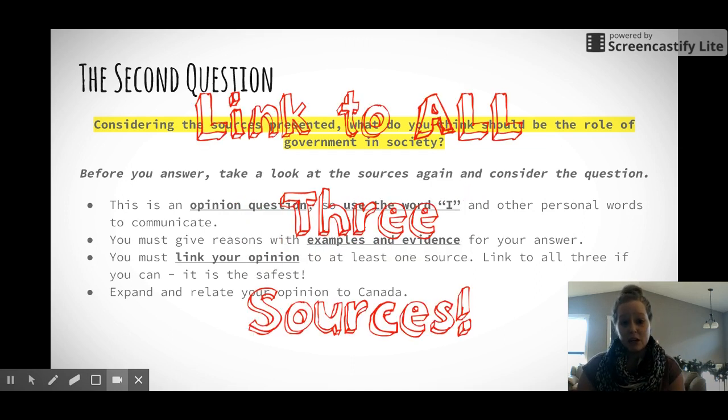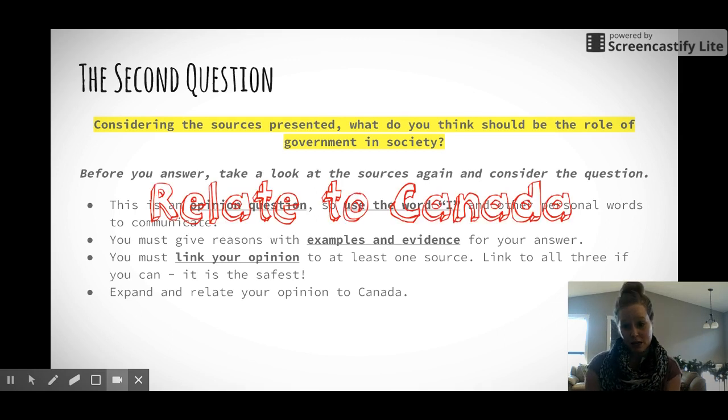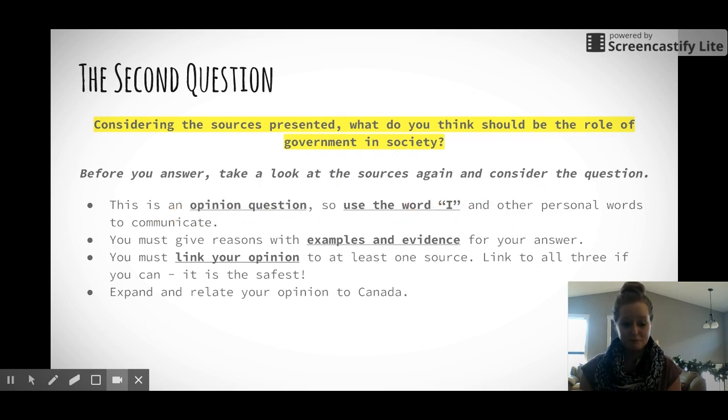You must link your opinion to at least one source. However, it is safest to link it to all three. So if you find yourself stuck when you're writing these and you can only link it to one, do that. But if you can link it to all three, that is best. And lastly, expand and relate your opinion to Canada. So why would we want more government intervention in our society in Canada?